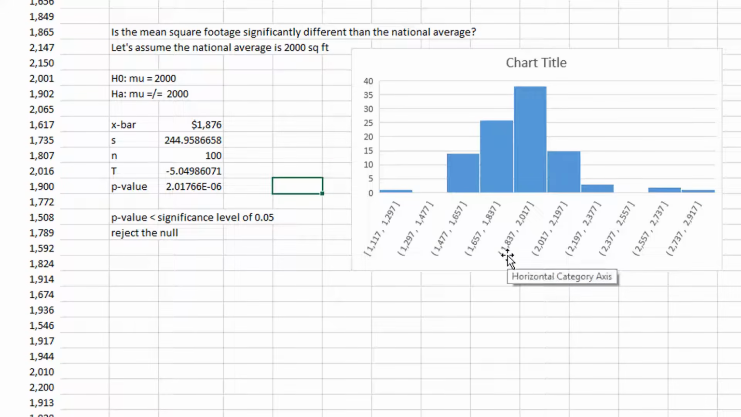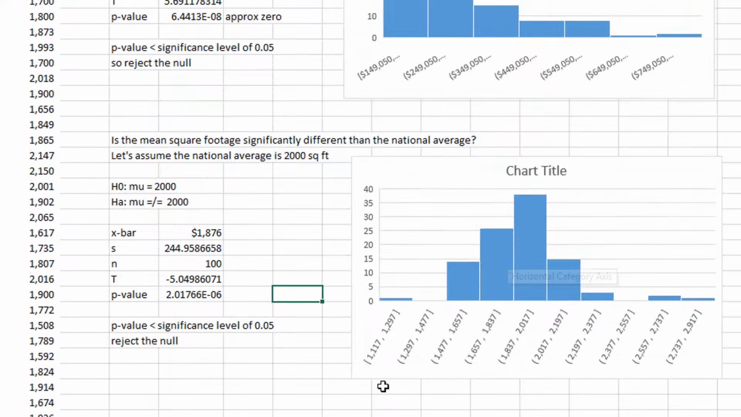But yeah, I would say that the distribution is symmetric-ish. It has some outliers. It has these long tails, but yeah, it's symmetric, and especially considering there's a sample size of 100, there's no problem in using the central limit theorem here. Okay.